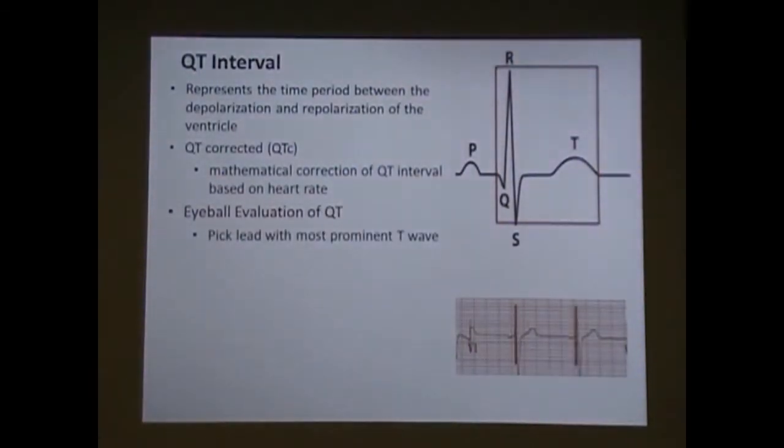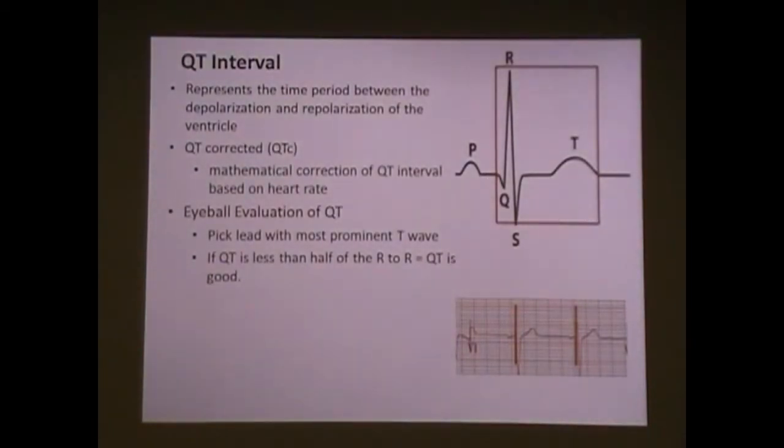Pick the most prominent T waves, okay? Find the QRS. If the end of your T wave is less than half of your R to R wave, you're golden. So less than half of that interval right here, you're golden. If it's greater than half, then you got some issues possibly that you need to be aware of.